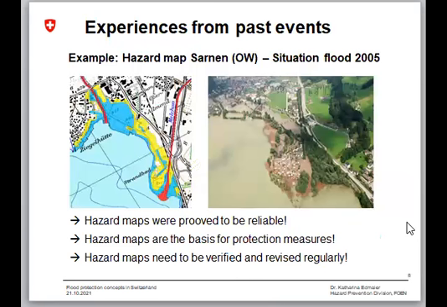In Switzerland, hazard mapping started quite early in the 50s with mapping avalanches. In the meantime, hazard maps are really the basis for hazard protection measures. Also, there were quite some chances already to verify flood maps, and they were proven to be quite reliable. But it's very important, and Caroline also emphasized that they need to be verified and, if necessary, revised after each major event, and also after the implementation of measures which change the risk situation.